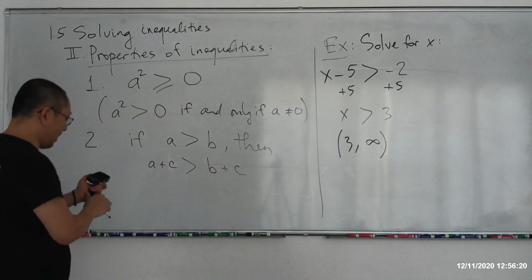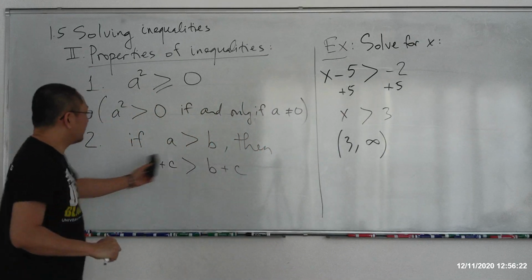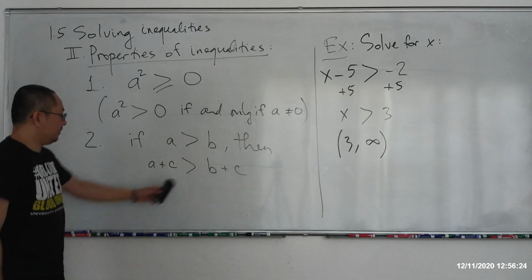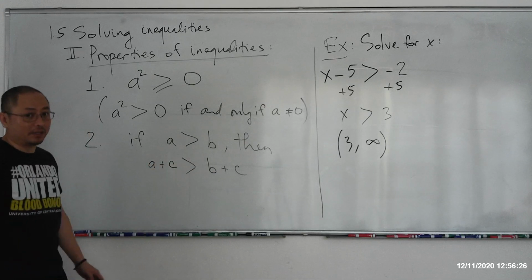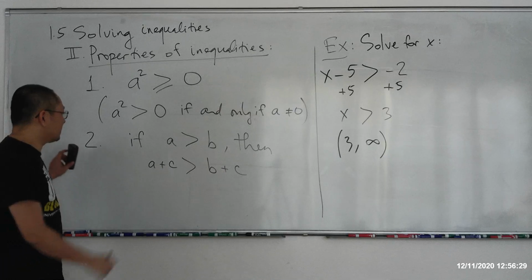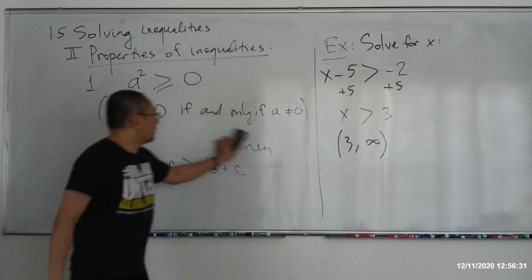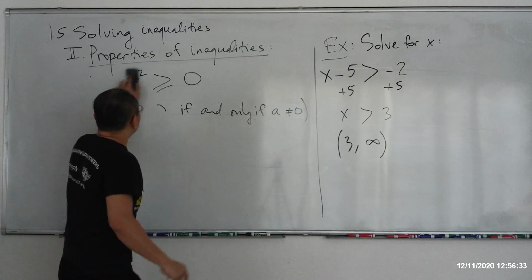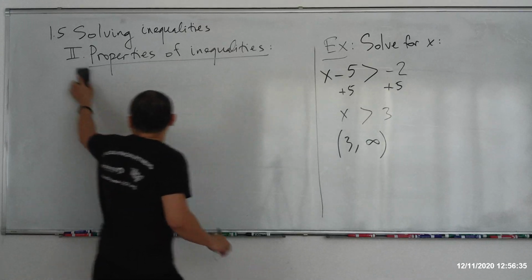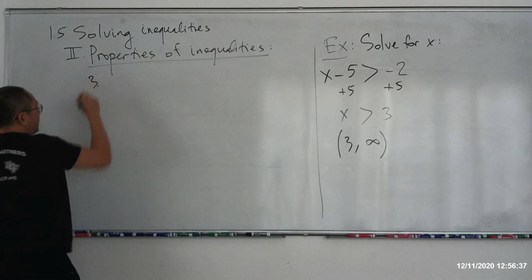Now let's talk about what if we multiply both sides by the same quantity C. And now it's different, okay? Be very careful. It depends on the sign of C. All right. Property 3.